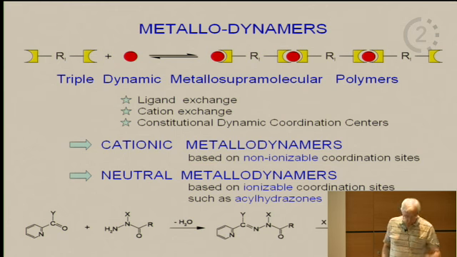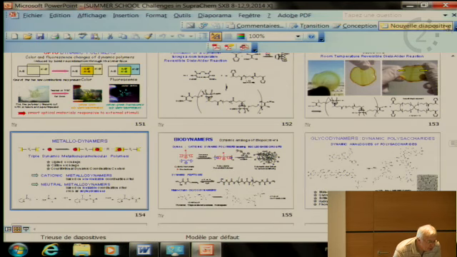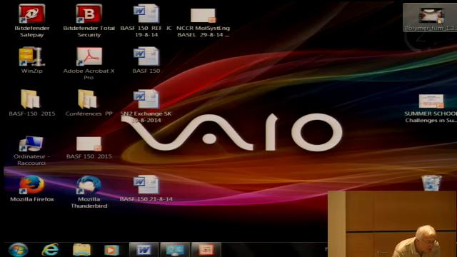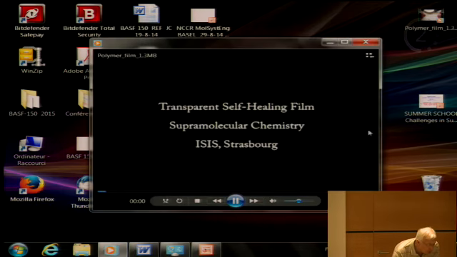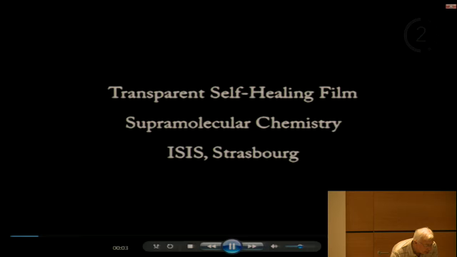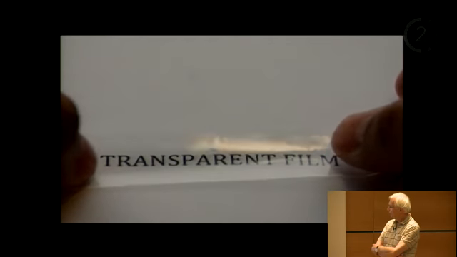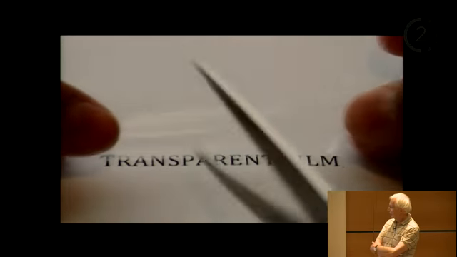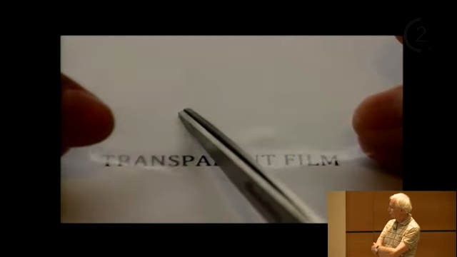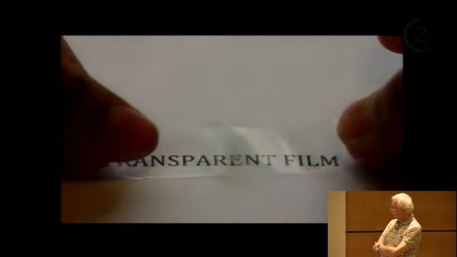This I don't want to get into, but, sorry. I think I have something. That is one we made, a self-healing polymer. Let's have a look at it. This was done by Nabarun Roy, an Indian postdoc. Just press with your finger, not more.